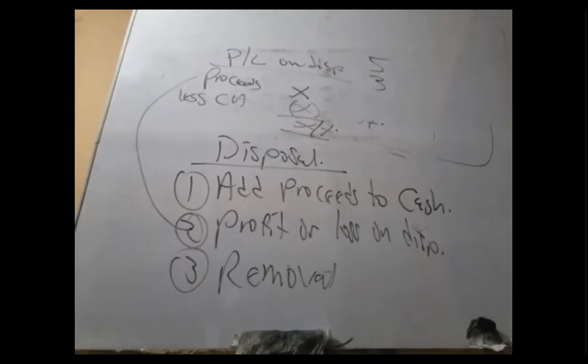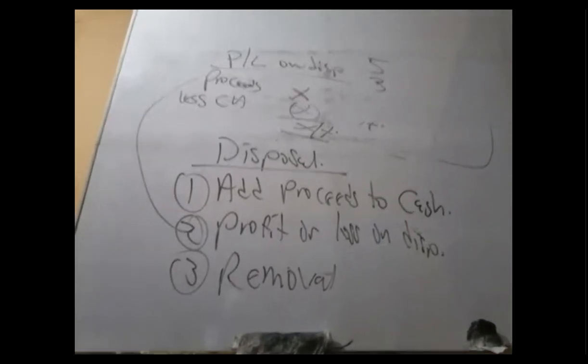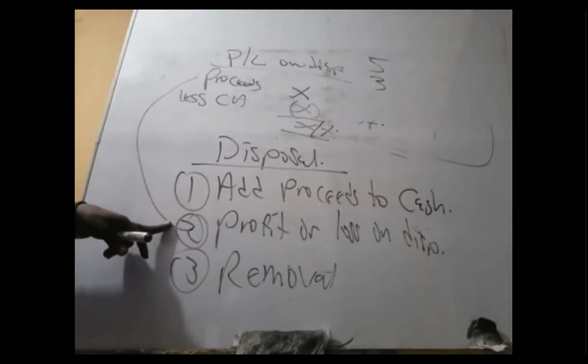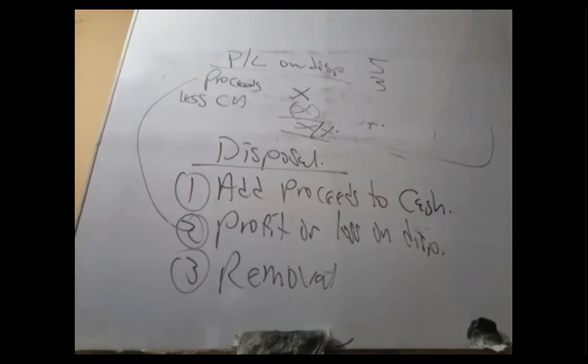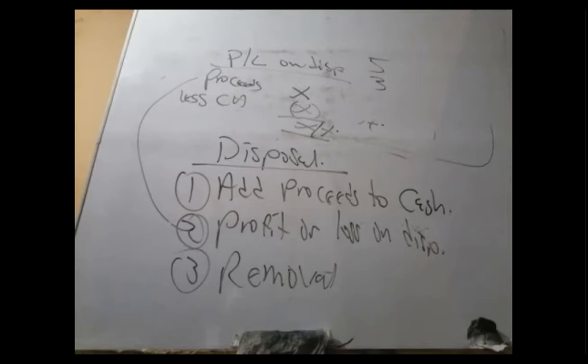The accounting treatment of the disposal: first, just add the proceeds. Second, calculate your profit or loss. Third, remove the details of the assets from the pool or from the general list, so that we can now report on the remaining assets.